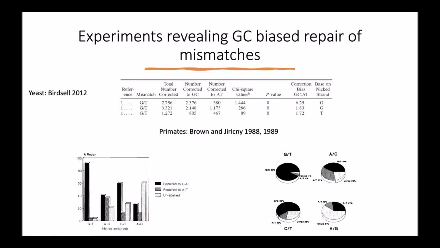There have been experiments revealing this kind of GC-biased repair of mismatches, which firstly came from studies of yeast and primates. And the strength of this bias depended on, for example, whether the changes are transitions or transversions, or on the species.